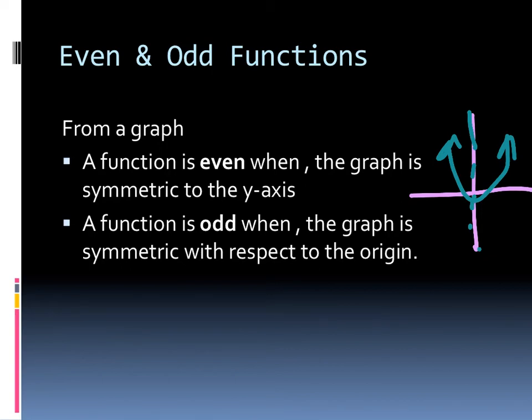And a function is odd when the graph is symmetric with respect to the origin. So this time, if I fold forward and left, it would overlap. Or if you fold it along your y equals x or y equals negative x line, so diagonally this way or this way. But in my head, I like to fold it down and over. And if it overlaps, then it's symmetric to the origin.